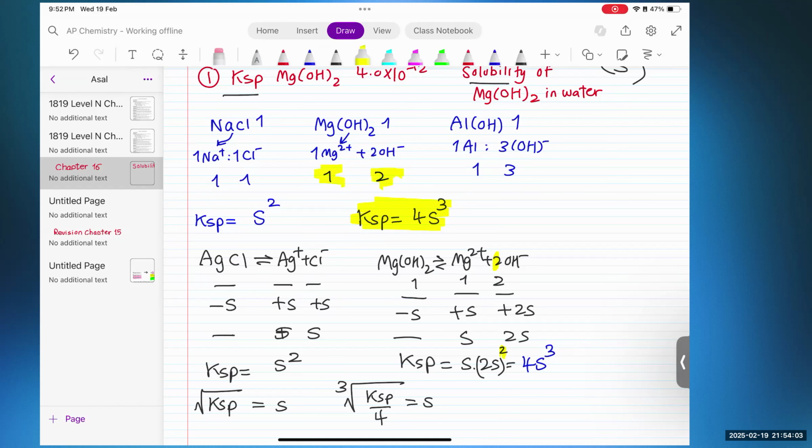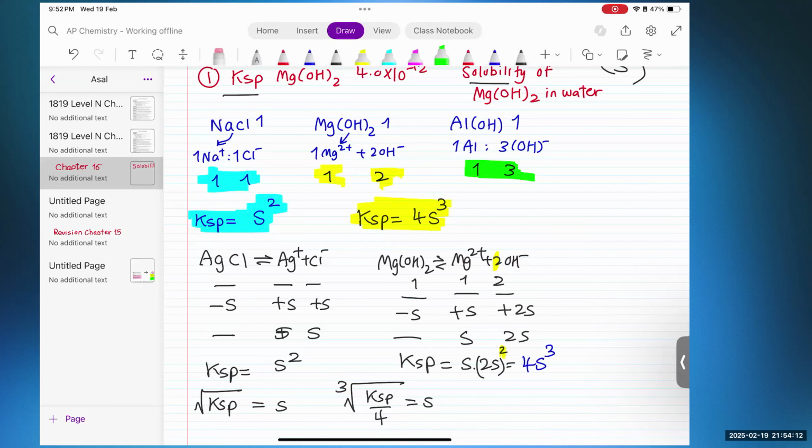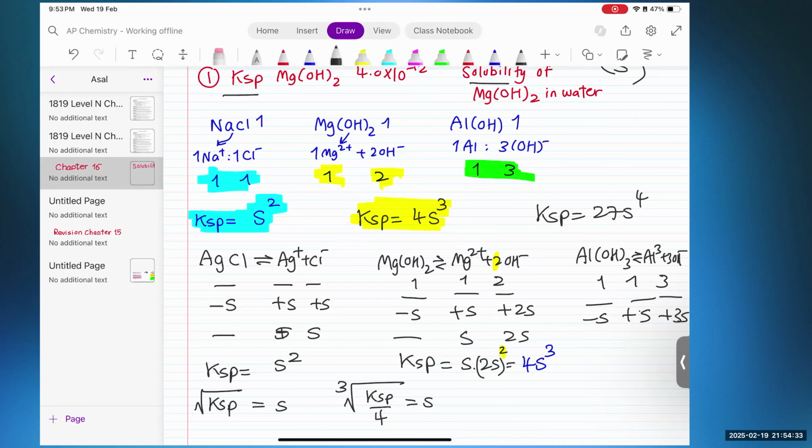If you have to do it in the exam, memorizing it makes it much easier. Here KSP is equal to S squared if the ratio is 1 to 1. And here if the ratio is 1 to 3, I will just say KSP is equal to 27S to the power of 4. Where did I get it? Aluminium hydroxide breaks down into aluminium and 3OH minus. So 1 to 1 to 3, nothing initially, minus S, plus 3S, and this is going to be S and 3S. So I will make KSP equal to S multiplied by 3S to the power of 3.